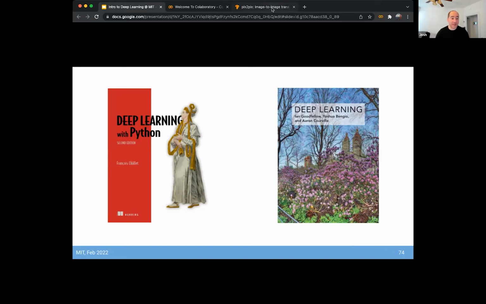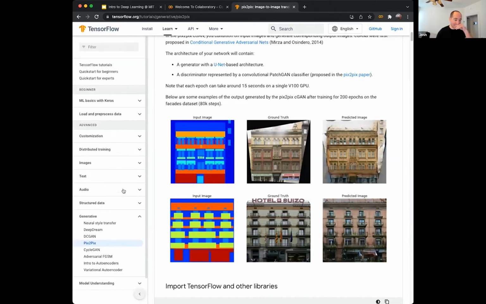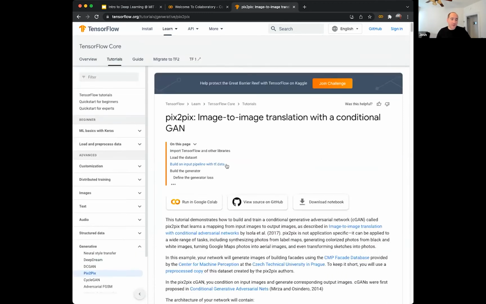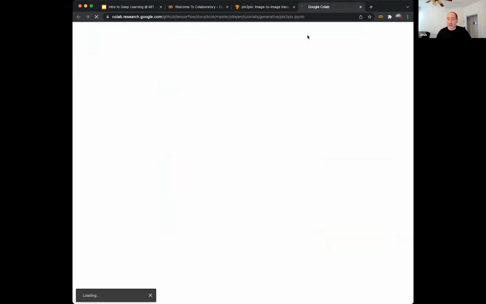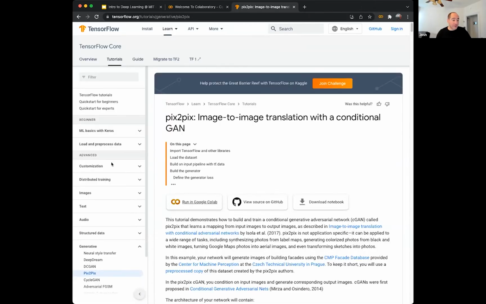And then on tensorflow.org/tutorials, you can find tons of practical code examples that will let you try the techniques in practice. All of the code examples on tensorflow.org are Jupyter notebooks, so you can just download them or run them on your own machine if you like, and you can directly open them up in Google Colab.